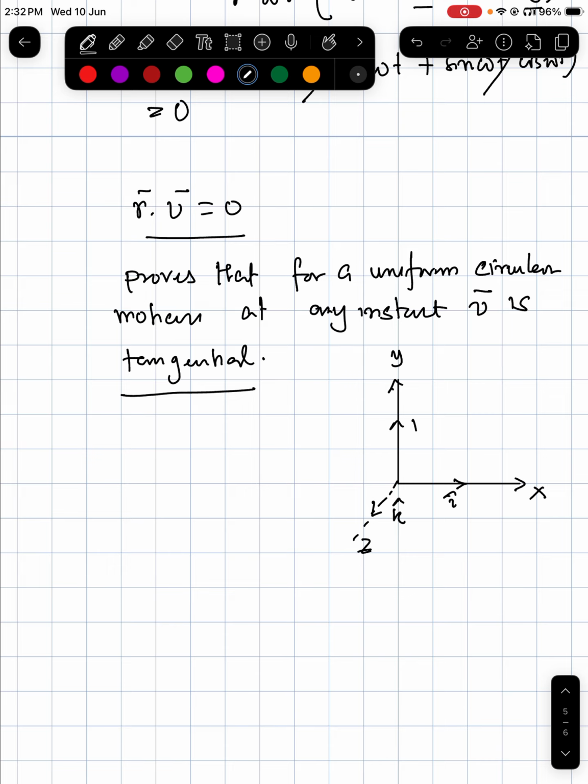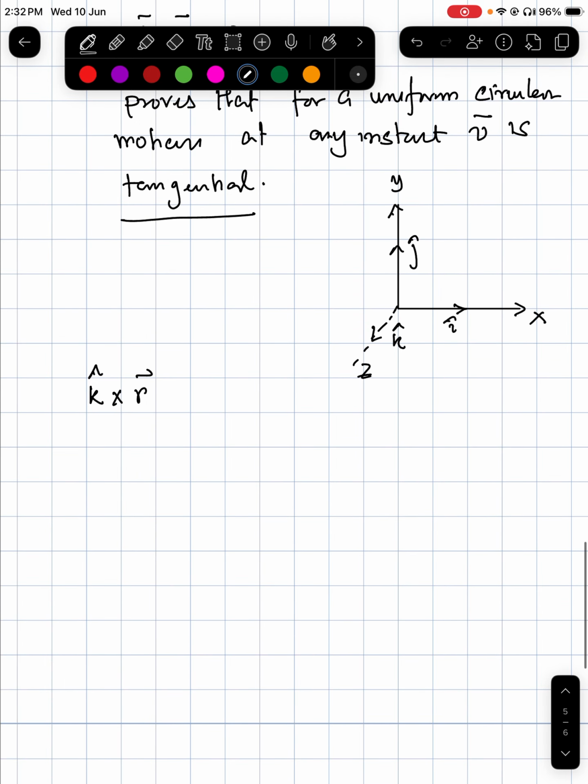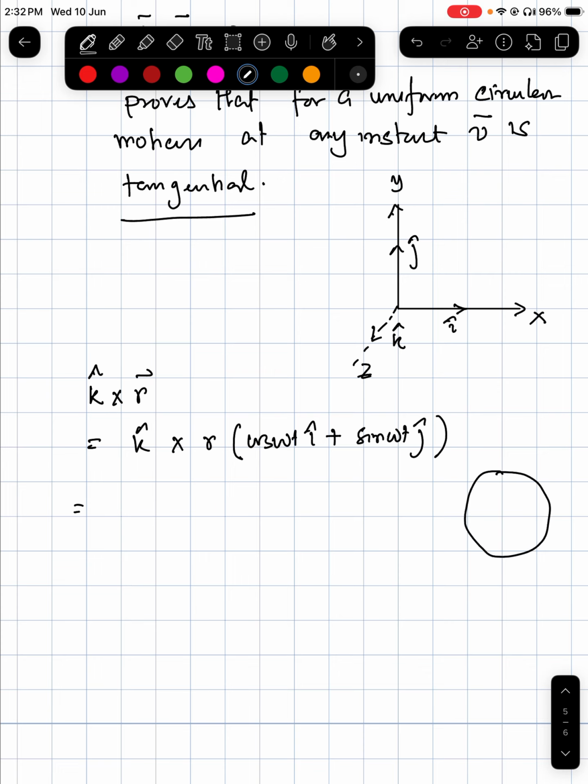Which is known already. So what I'm going to do is take a cross product between vector k and vector r. With some purpose, obviously it has some purpose. So let us see what will happen. So k cap cross r cos omega t i cap plus sin omega t j cap, okay. So if I now take a cross product here, and use the cyclic rule, right?